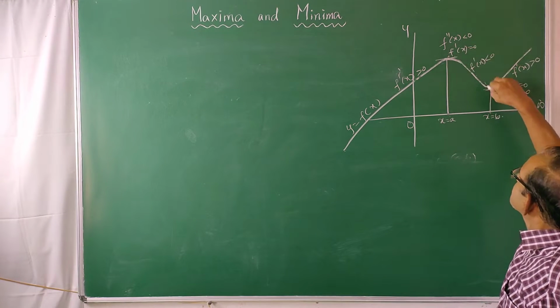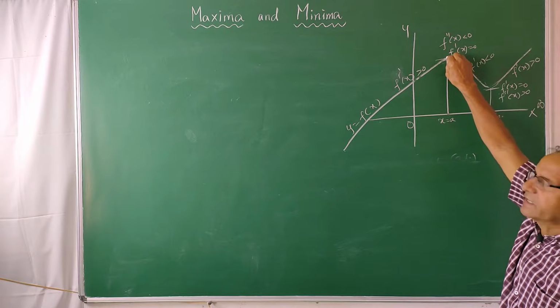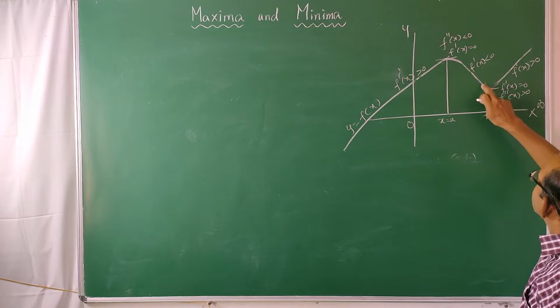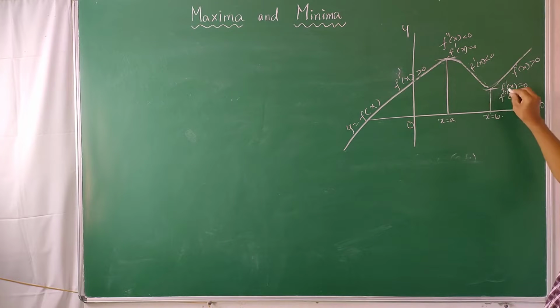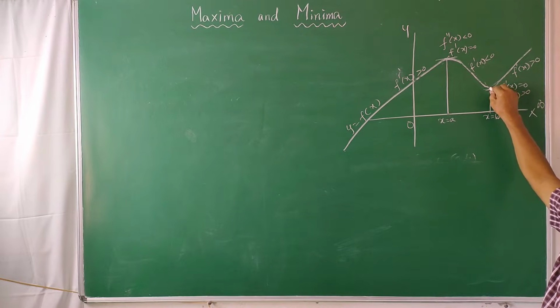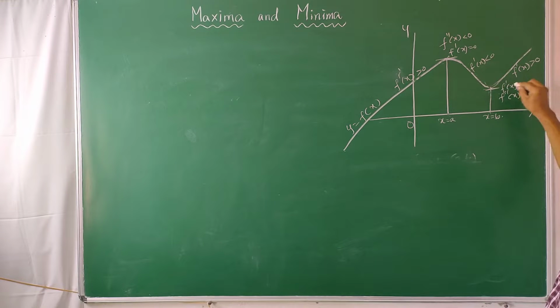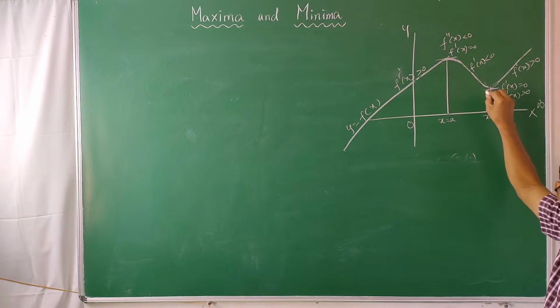And similarly in this, the first derivative must be 0 at this point. Similarly at this point also, f dash x is changing its sign from negative to positive. So it should be 0 at one place. So that is possible only at this point. So f dash x is 0 at the relative minimum also, or at the local minimum.